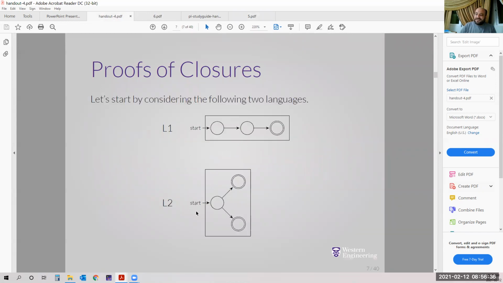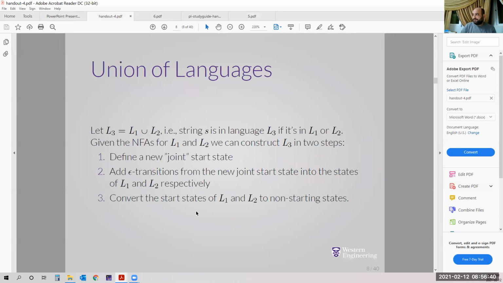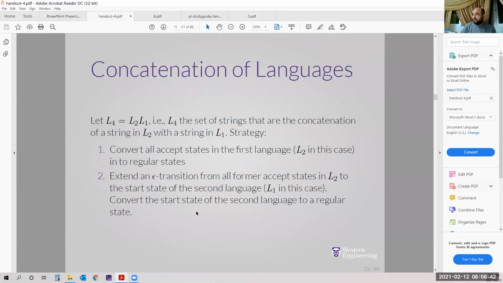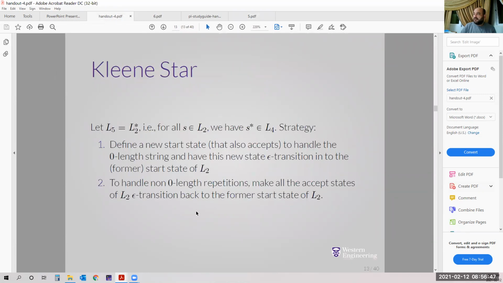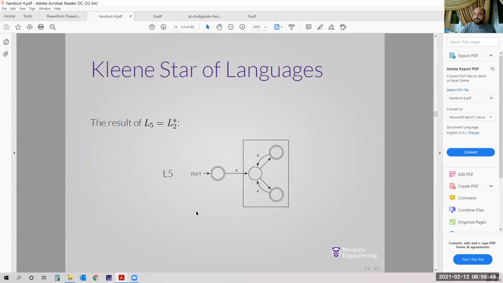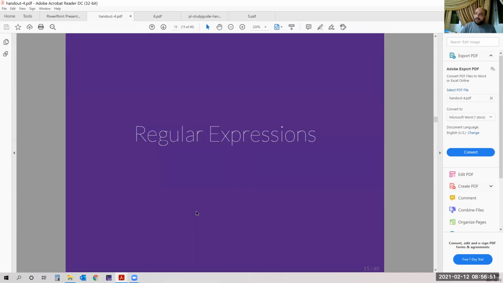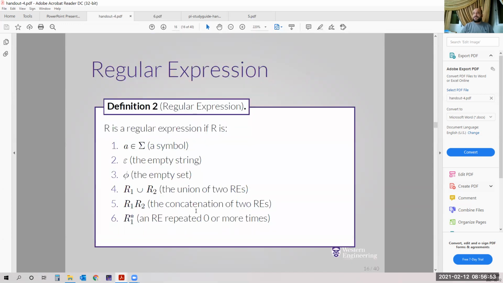So it uses the same figures, but in a different way. However, it is the same. And here they prove the concatenation the same way, and the Kleene star in the same way. Okay, we'll go back to regular expressions.